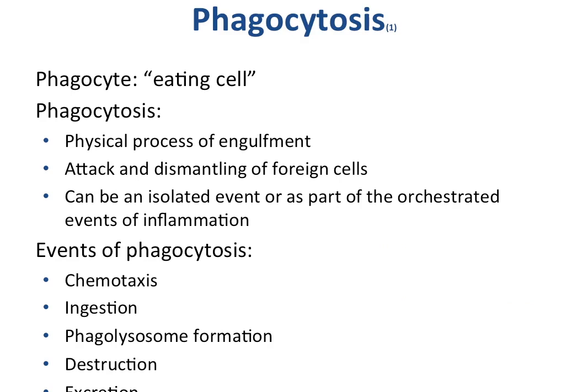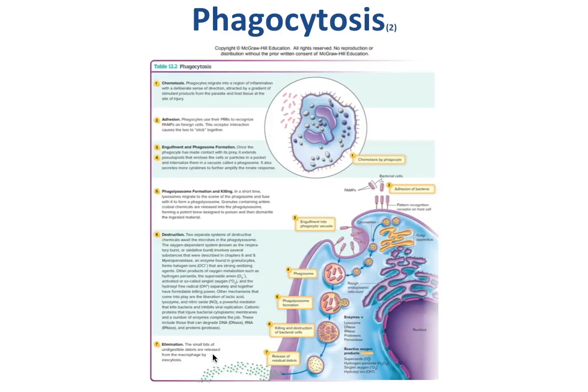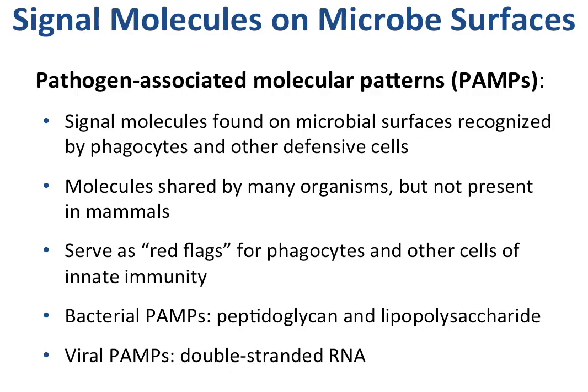Phagocyte means eat. Phagocytosis means the process of eating cells. Once the phagocyte eats cells, they can digest the microorganism and make the antigen information. The events of phagocytosis are chemotaxis, ingestion, phagolysosome formation, destruction, and excretion. So this is phagocytosis.